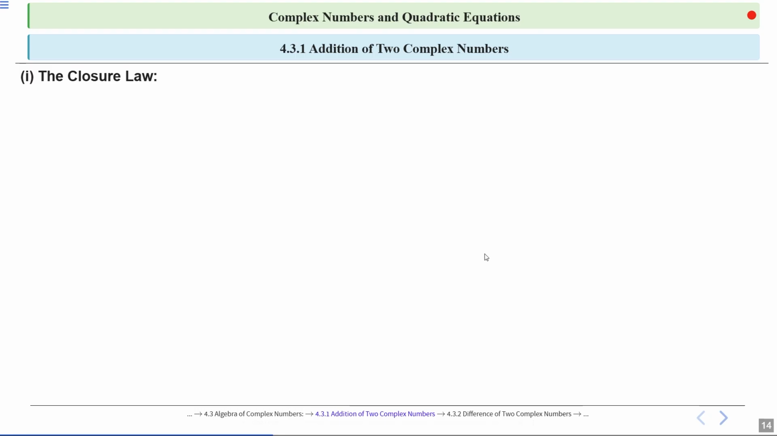So let's start by looking at one of the fundamental properties of complex numbers, the closure law. The sum of two complex numbers is also a complex number. This means the set of complex numbers is closed under addition. No matter which two you pick, their sum is still in the set. To put this formally, if Z1 and Z2 are both complex numbers, then Z1 plus Z2 is also a complex number.